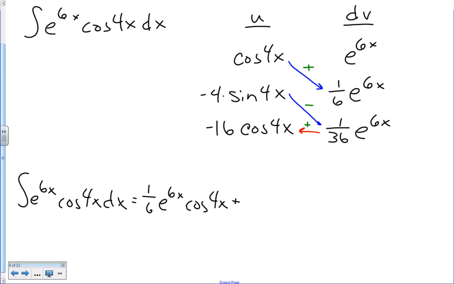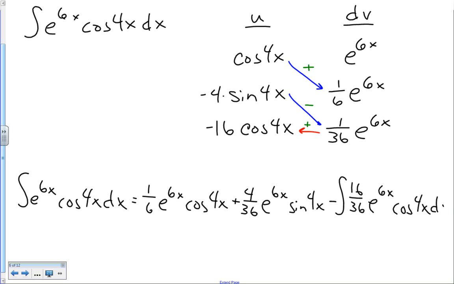And then it's 4 over 36. I'll go ahead and write it that way. We'll simplify that here in just a second, but we'll write it out that way first. 4 over 36 times e to the 6x times the sine of 4x. And then finally we have plus, but it's got a negative 16 there, so it's actually going to be minus the integral of 16 over 36. I'll write it that way to start out with at least. And then e to the 6x times the cosine of 4x dx.